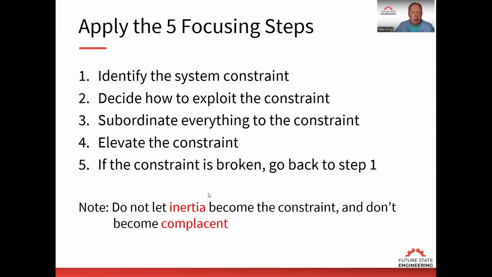And then lastly, don't let inertia become the constraint and don't become complacent. So these are 2 things I see happening in companies. It's like inertia and complacency. Oh, we're good enough. We don't need to do any better. There's always room for improvement. There's always room to improve the system even more. It's like, don't take your foot off the gas. Keep going and keep that process of ongoing improvement as a cultural piece of your organization.